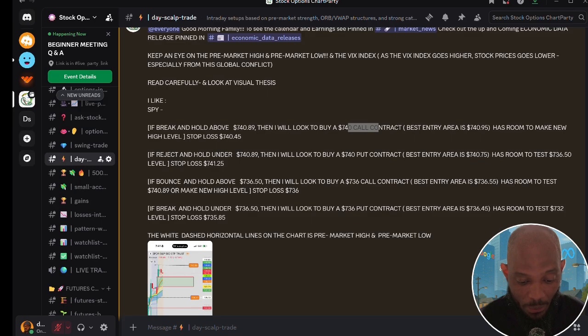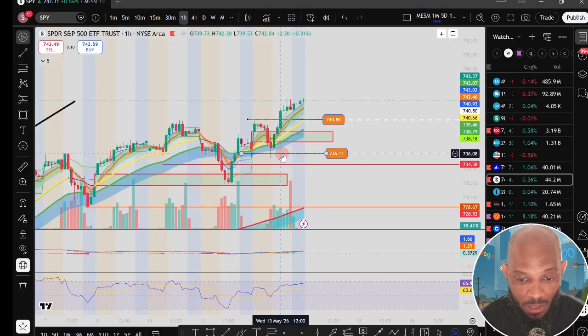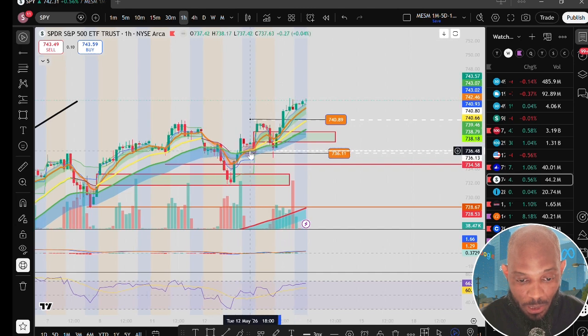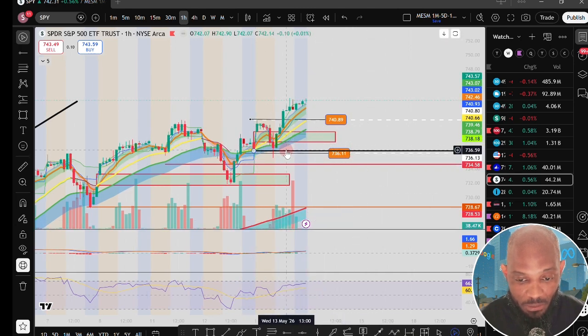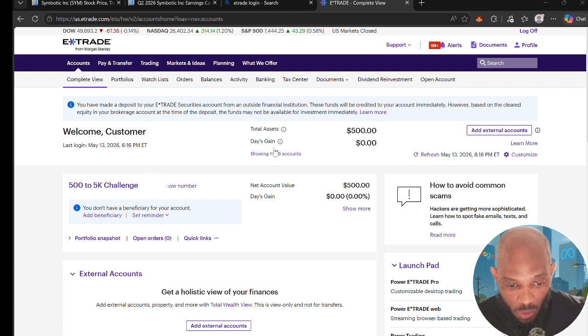We go back to our chart to see it at 736.50. I'm going to mark the 736.50 level right here and change that to a black line. So it said if it comes to 736.50 and holds above, then you go here and buy the 736 call contract. Once it did that and held, then you were to come here.